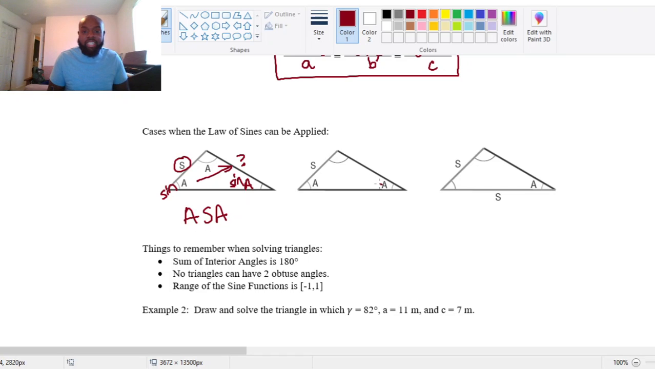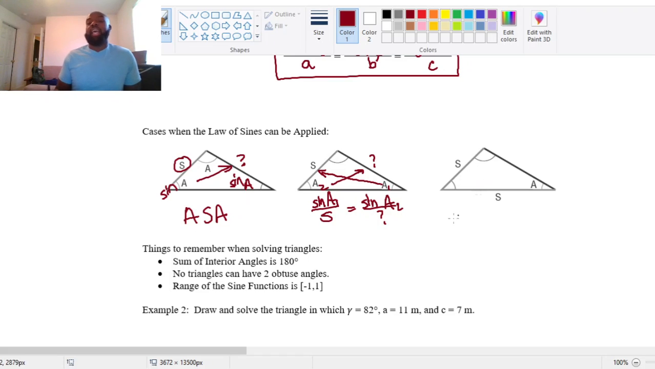Because I have this angle and its opposite side length, I can do sine of A over S. I'm going to call that A1. And then I can set that equal to sine of A sub 2 over its side length, which gives me an equation with just one thing that I don't have. And I can solve that equation easily using algebra.